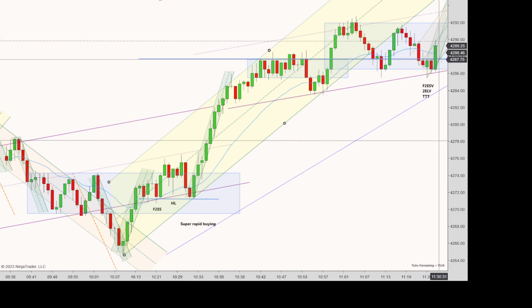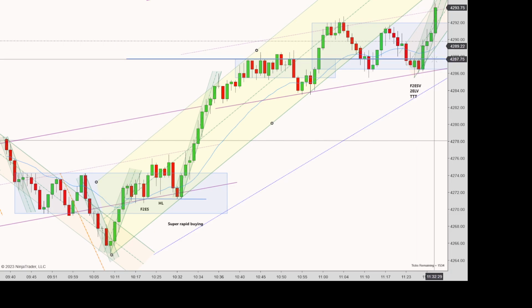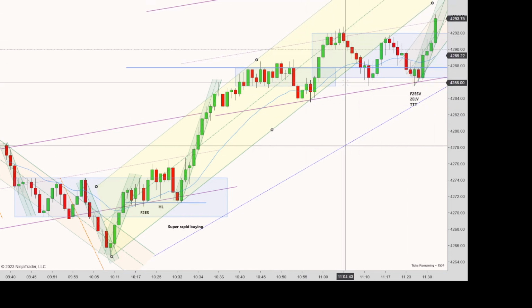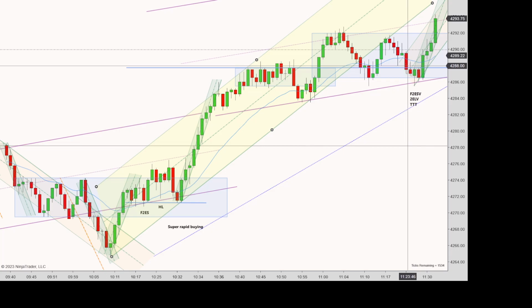But if I put, say, my entry one tick above here, I wouldn't have gotten filled, but it might have been a worthy attempt just to at least take a little bit of risk off the table. So, as I said, I saw this happening in real time, but I didn't recognize it until I went back and looked at it in hindsight.